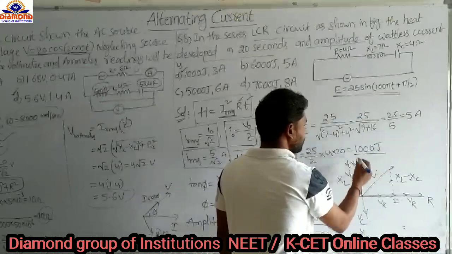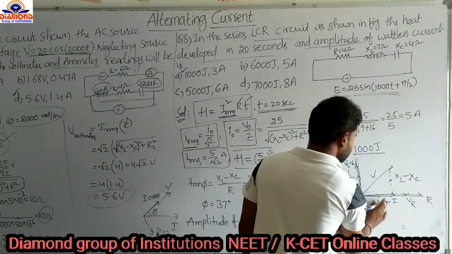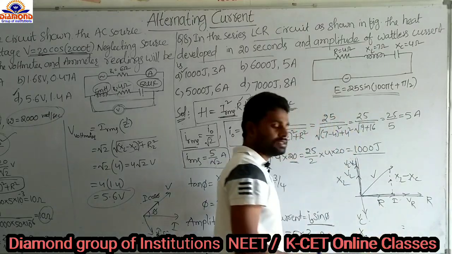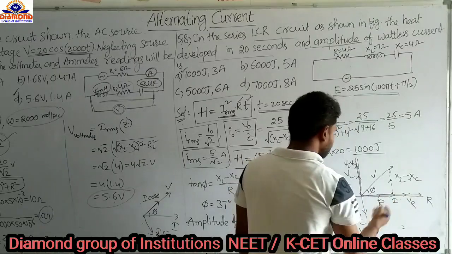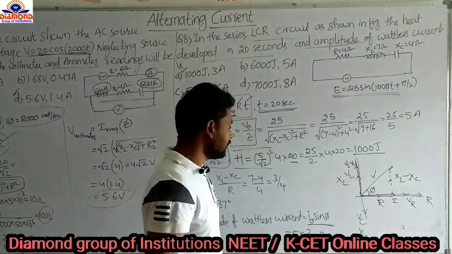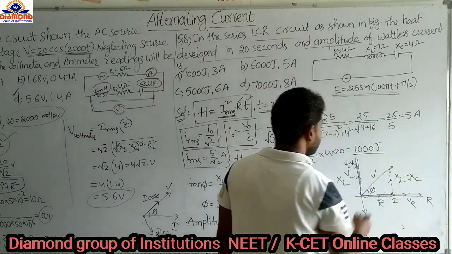Okay, so this side XL minus XC means this side is also XL minus XC only. This is nothing but the resistance R. Now this is the angle made by this one, phi. Now from this we can find tan phi. Tan phi equals the opposite side by the adjacent side, XL minus XC by R.